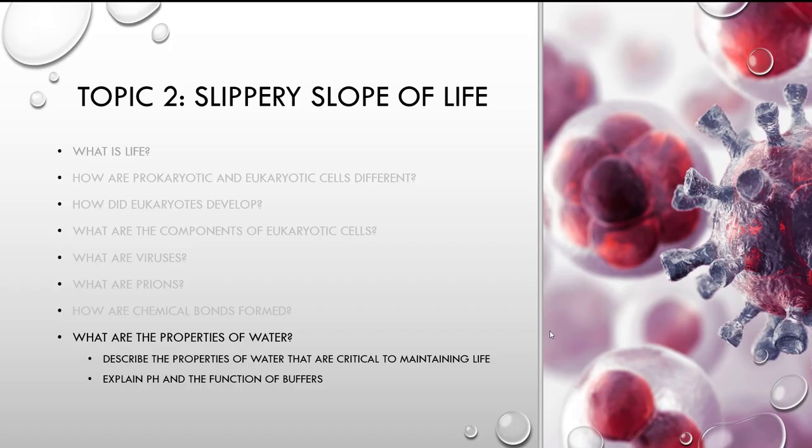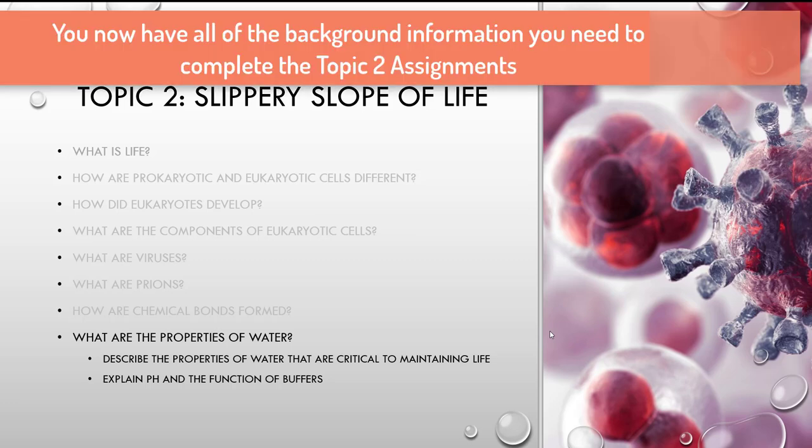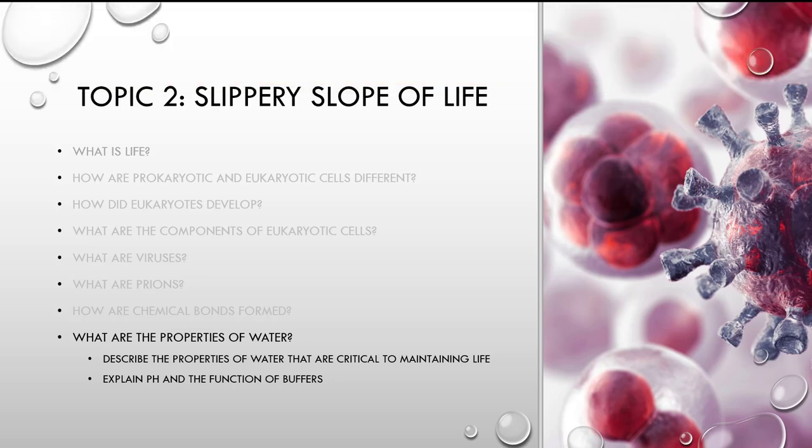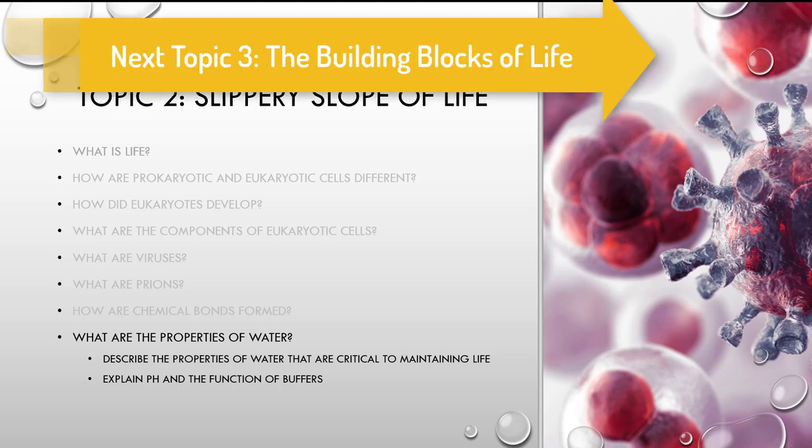Now we have completed the last section of topic 2. What are the properties of water? By now you should be able to describe the properties of water that are critical to maintaining life, as well as explain what pH is and the function of buffers. This also concludes our topic 2, slippery slope of life. By now you should be completing all of your assignments, as well as taking the topic 2 quiz. In the next unit, we're going to get into topic 3, which deals with the building blocks of life.